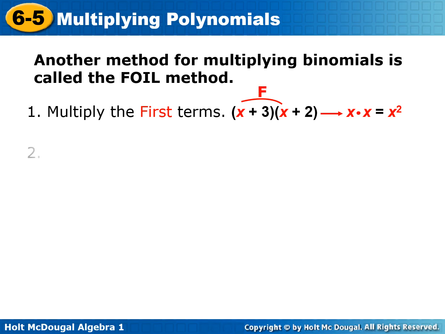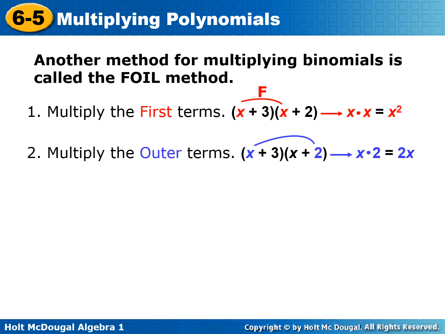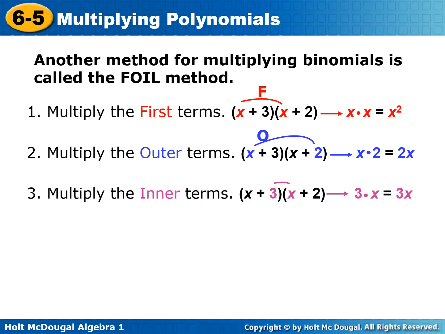Second step is to multiply the outer terms. So what are the outer terms? If we look at these two factors, we have x, and on the other end, we also have 2. So we multiply these two outer terms. So x times 2 is 2x. Right. Then we multiply the inner terms. So we try to identify what are the inner terms here. The inside terms, we have 3 and x. There you go. So we multiply 3 times x and that will give us 3x.